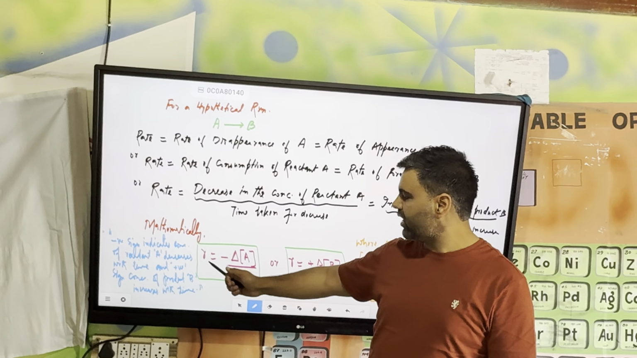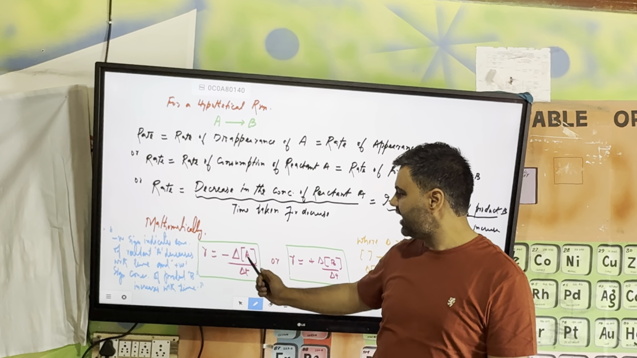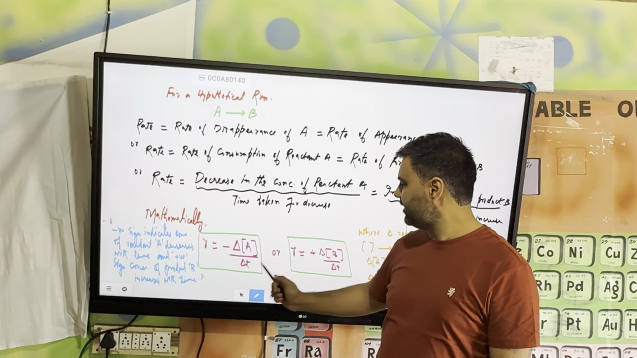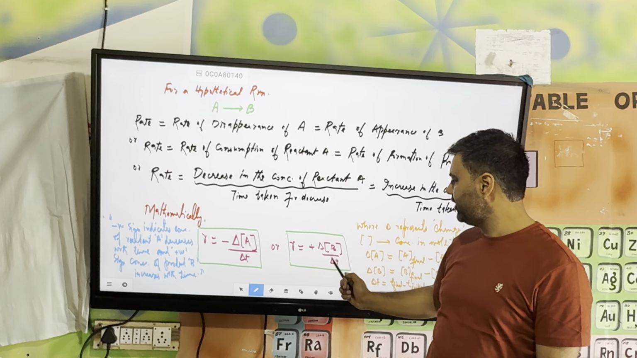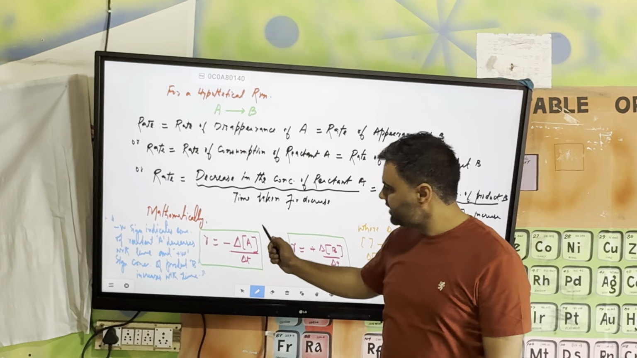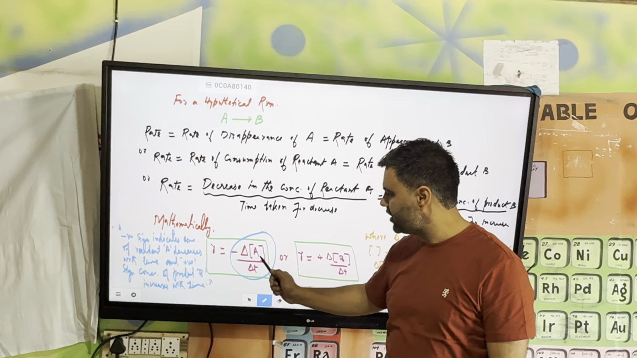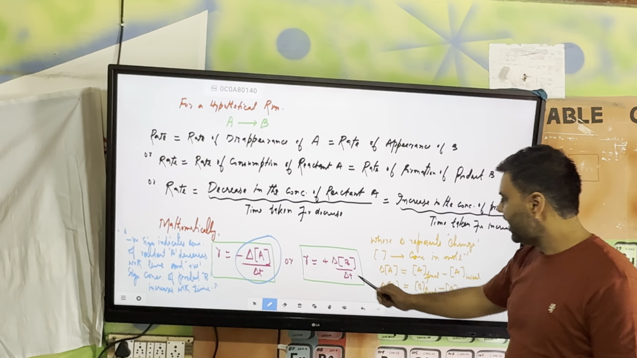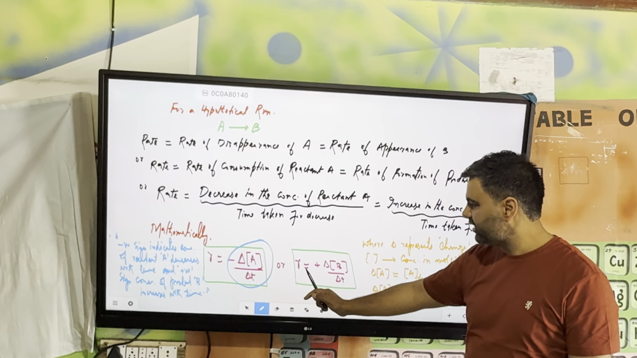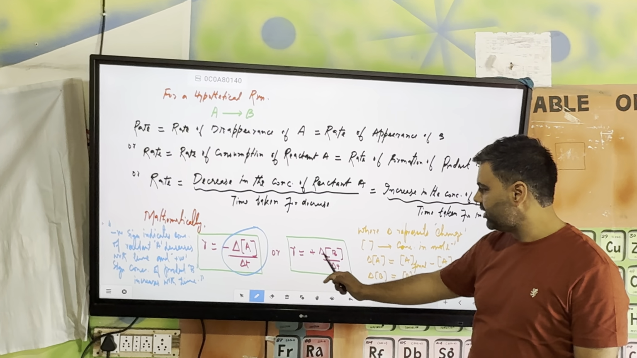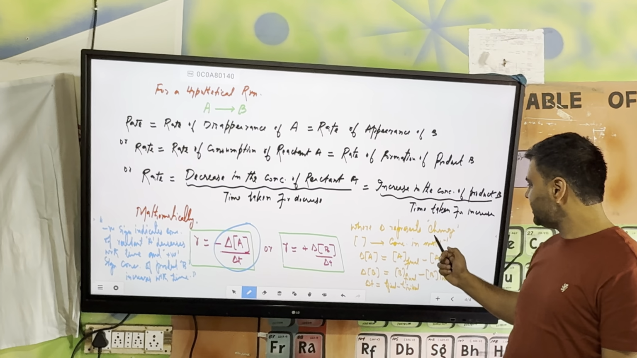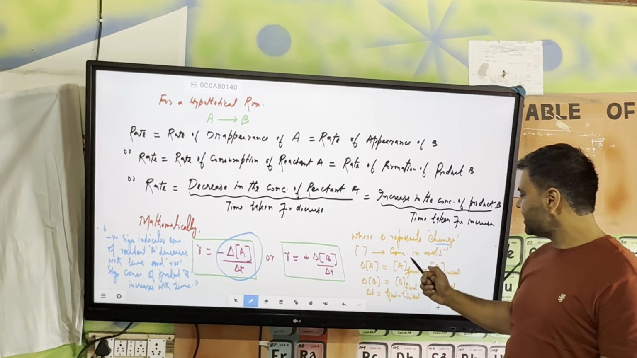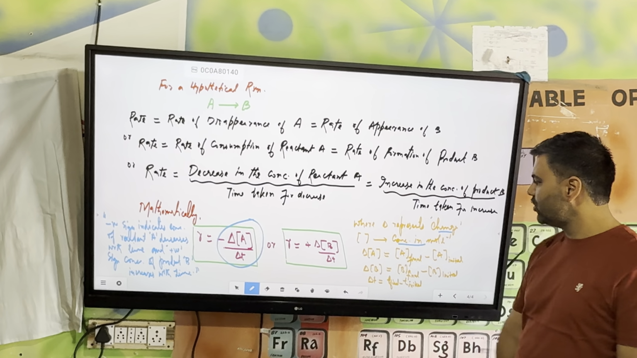Mathematically, we show that rate will be equal to minus delta concentration of A divided by delta T, which is equal to plus delta concentration of B divided by delta T, where this represents the decrease in the concentration of the reactant divided by time, and we can write it in this form also, increase in the concentration of the products divided by the time, where this delta is representing a change, and square brackets are representing the concentration in moles per liter.